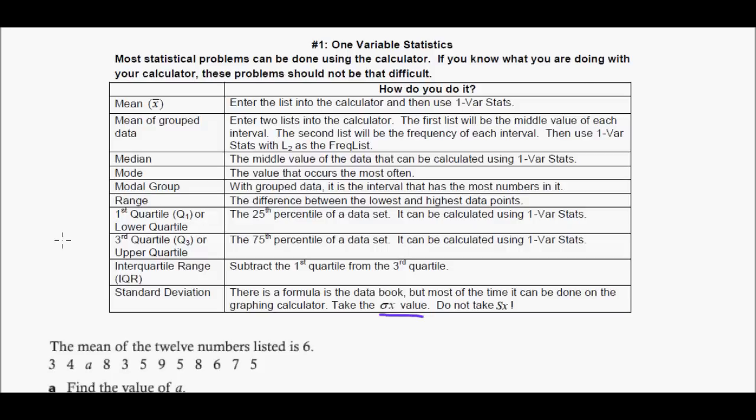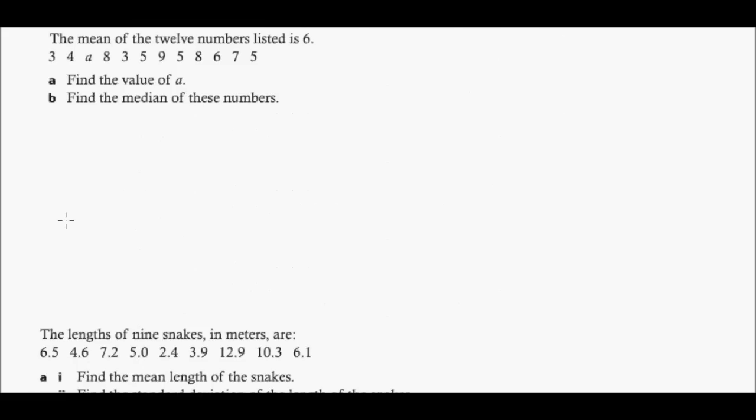Okay, so let's go ahead and do a couple problems. The first one I'm going to do is right here. I'm going to do this by hand, and then I'll do the second problem with a calculator just to show you both ways. Okay, so it says the mean of 12 numbers listed is 6. Find the value of A.